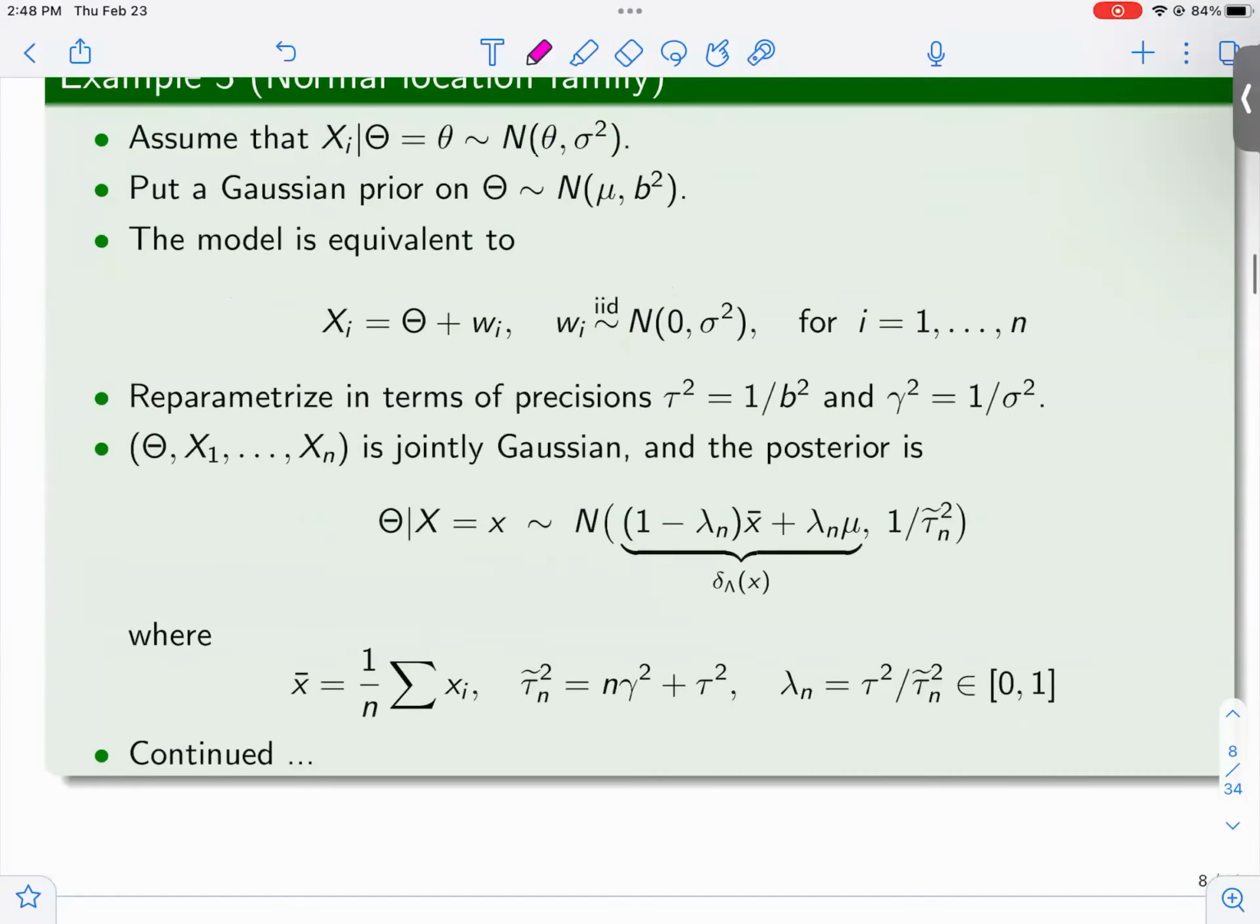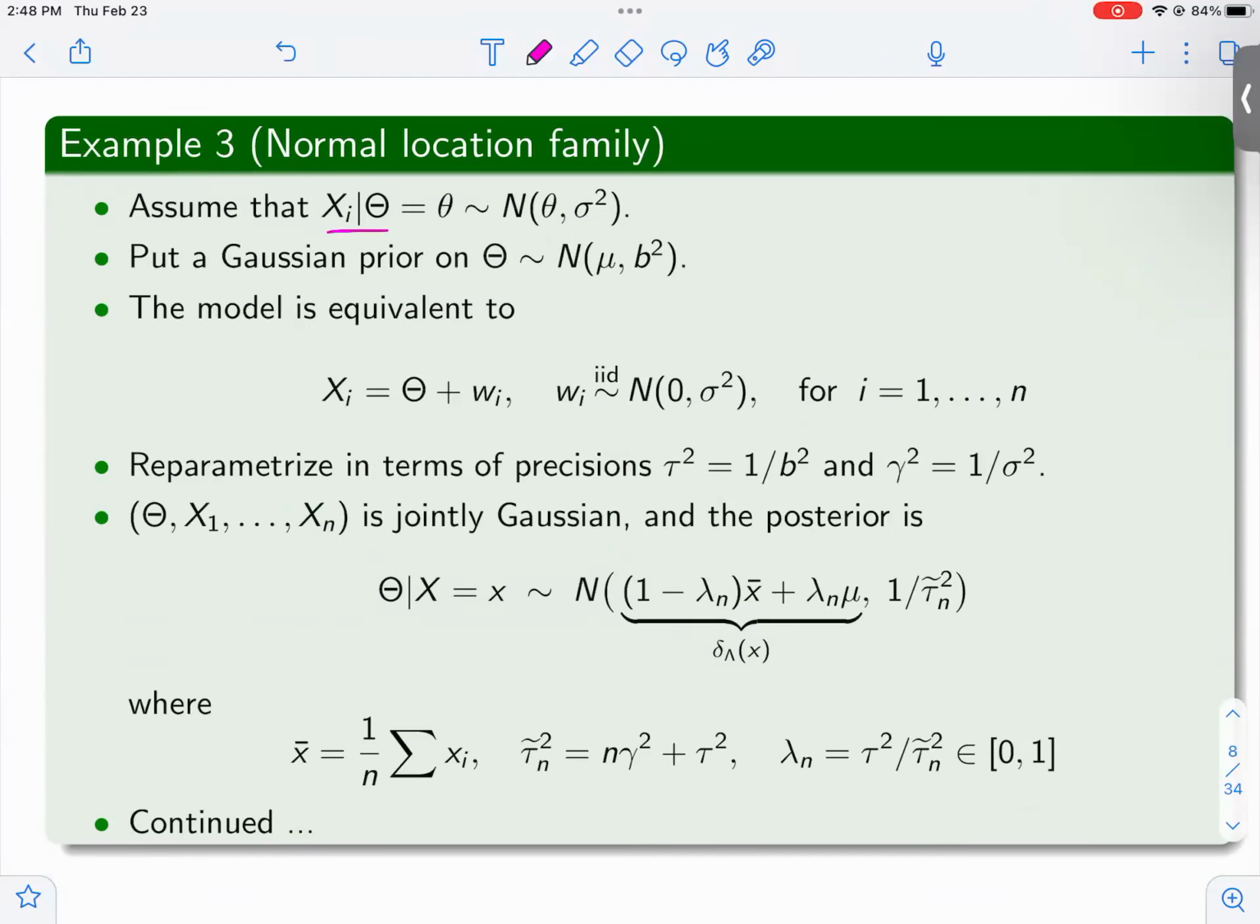So at least 2 cases for which this happens. The other example is the Gaussian case. Suppose you have a normal location family, where the xi's conditional on theta are from this normal family, and then with a Gaussian prior on theta, since the conjugate family to Gaussian is normal. So you put another normal prior on theta, and this has a mean and a variance. These are hyperparameters. The parameters of the prior are called hyperparameters.